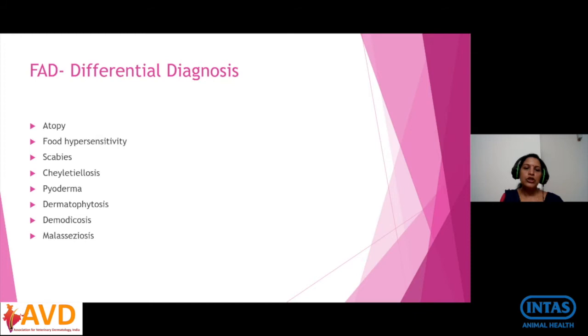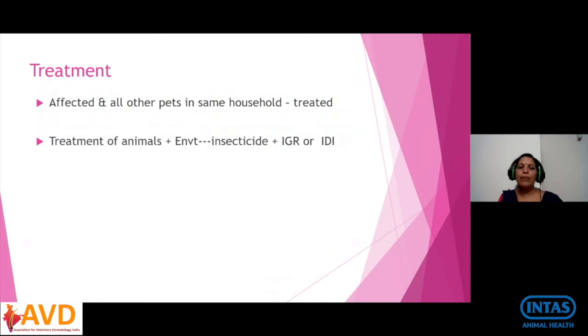It has to be differentiated from diseases causing severe pruritus like atopy, food hypersensitivity, scabies, cheyletiellosis, pyoderma, dermatophytosis, dermatomyositis, and malassezia dermatitis. For treatment, the affected animal and all the pets in the same household should be treated, because it can affect the other animals also. Treatment involves treatment of the animals plus the environment. We have to take care of the environmental stages also.